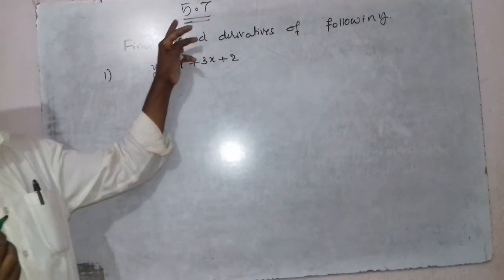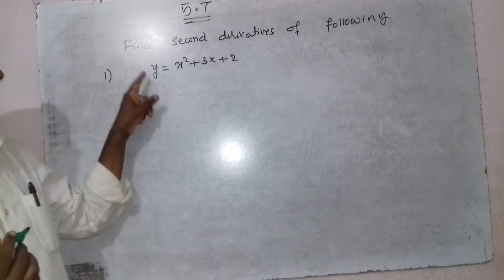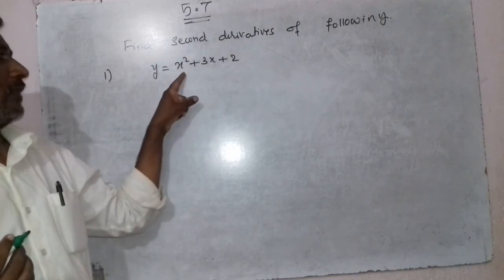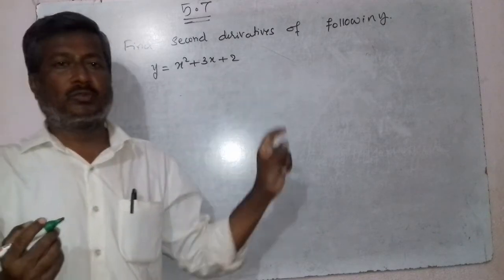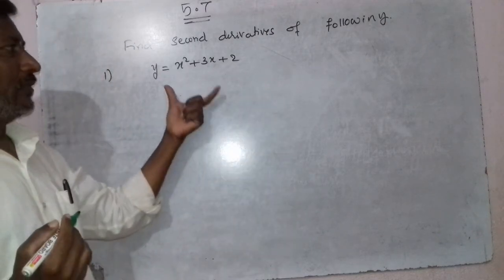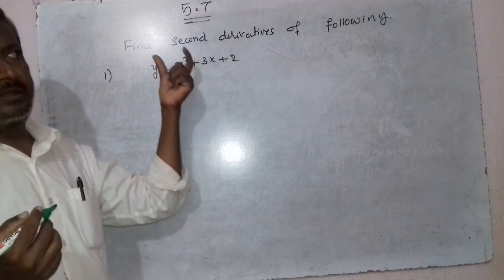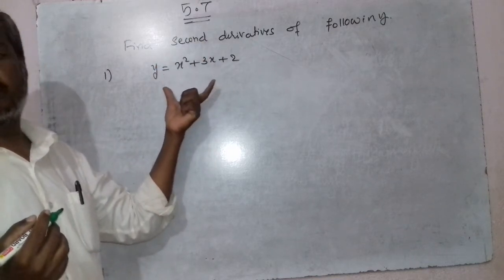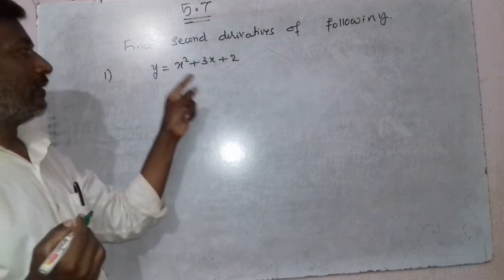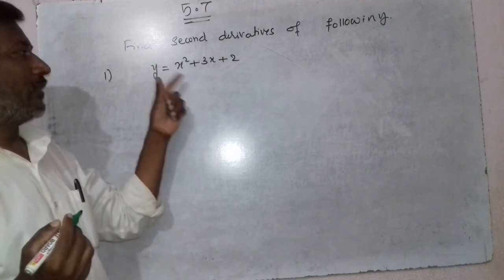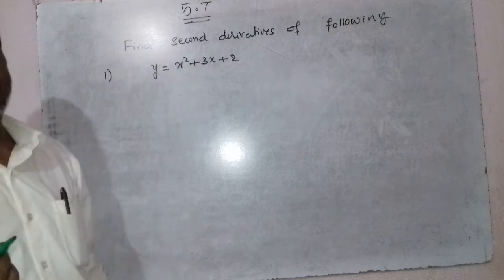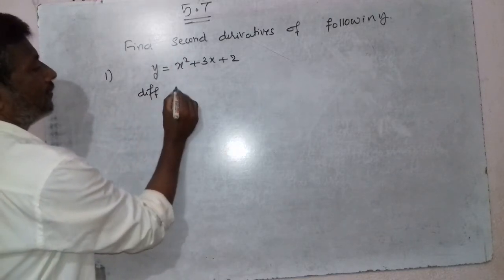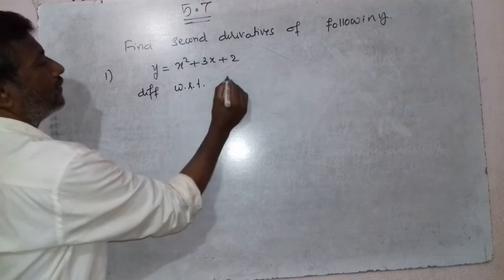Now exercise 5.7. Find the derivative of the following. First one is y equal to x square plus 3x plus 2. So this is a simple problem. Just for understanding purposes, solve these problems. These are not important for the exam, but you still have to practice these to understand the concept of second derivatives. Yes. Differentiate with respect to x.